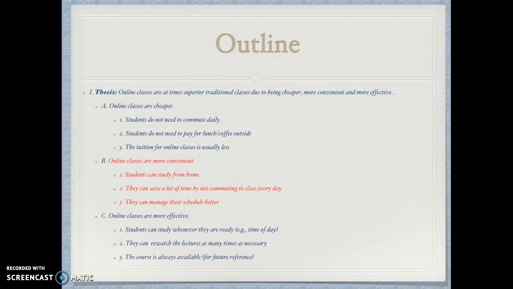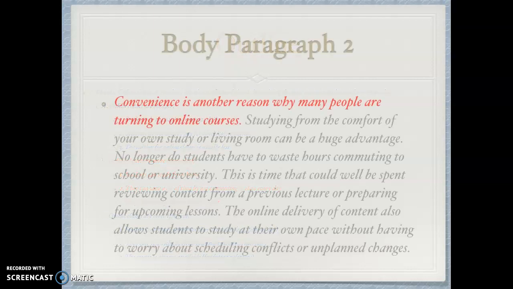All right, again, same concept. Start with a topic sentence where you introduce the main idea, and then move on to introducing the supporting details. Let's take a look. So in this case, my topic sentence is, "Convenience is another reason why many people are turning to online courses." That's the topic sentence. I'm introducing convenience as the second factor here. And then I have the supporting details.